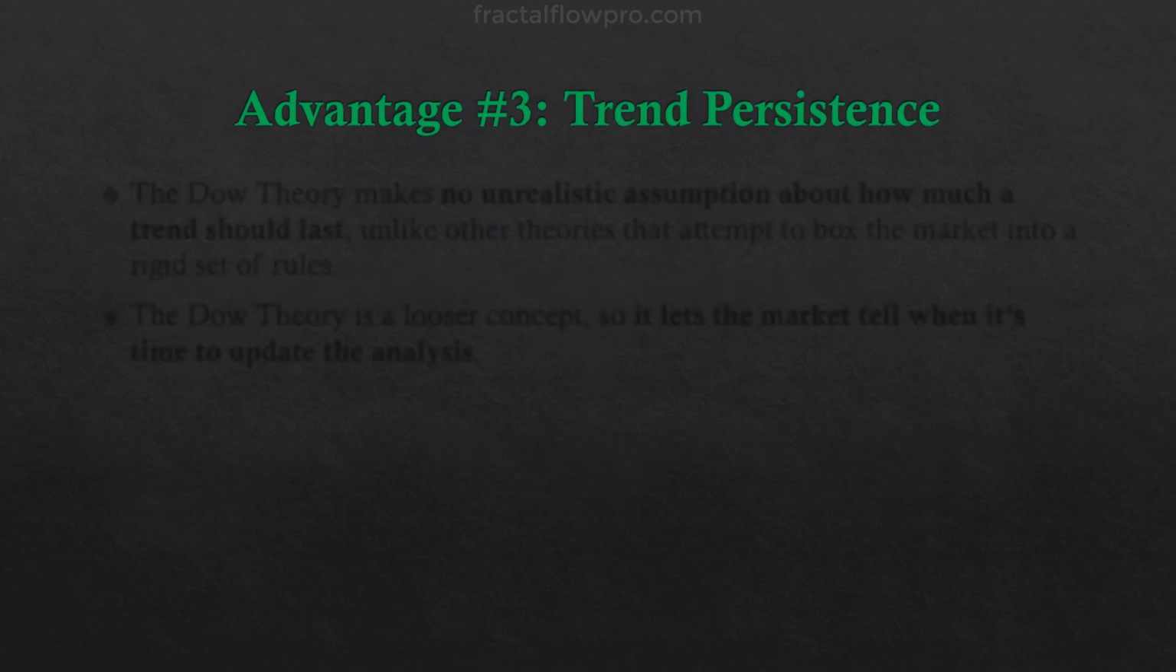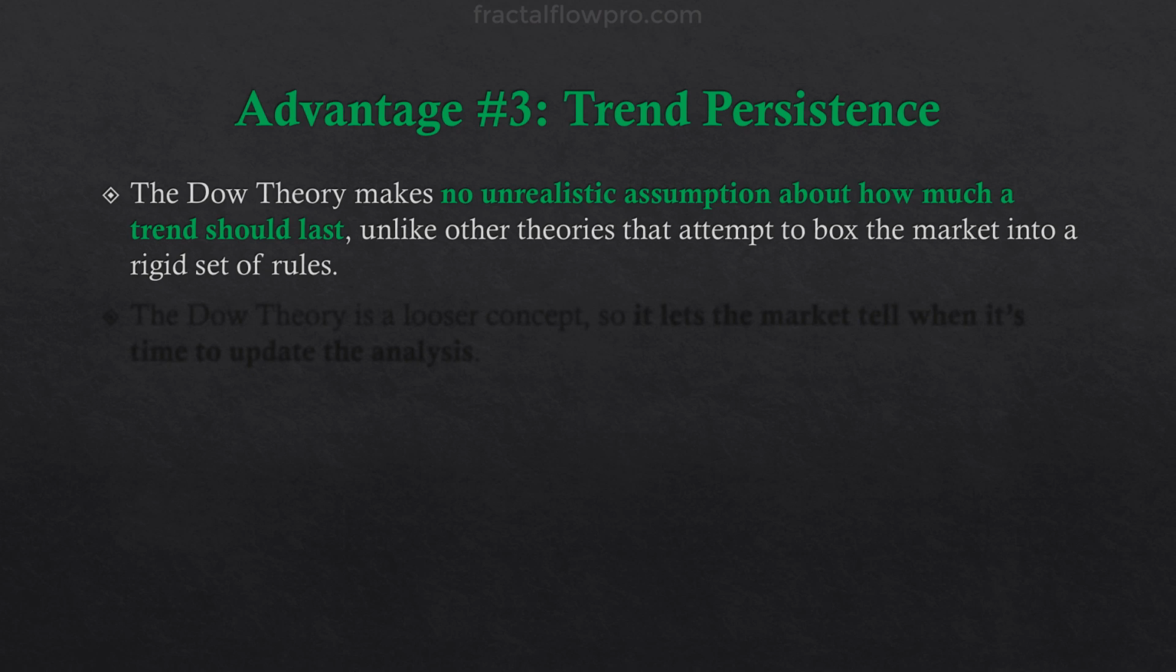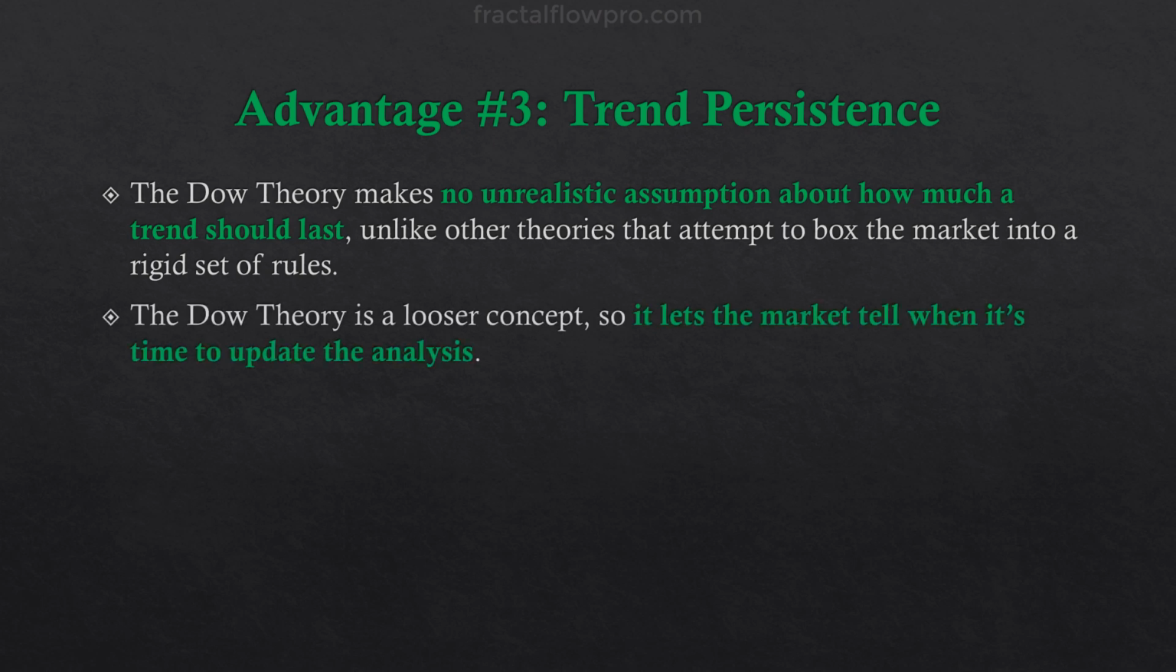The third advantage relates to the fact that the Dow theory makes no assumption about how much a trend should last. Some theories, like the Elliott wave theory for example, make bold assumptions about how many waves a trend should have and the ratios between the various waves. The Dow theory is a much looser method. It assumes that the trend can persist until there is a clear reversal and confirmation signal. That is a much simpler and much more effective way of thinking because it lets the market show when it's time to update the analysis, and not the other way around. Theories that try to box the market into a rigid set of rules tend to be ineffective.